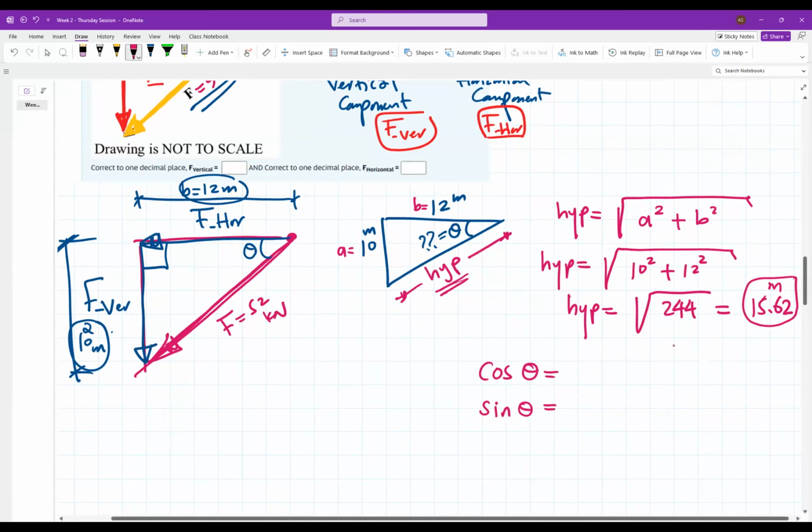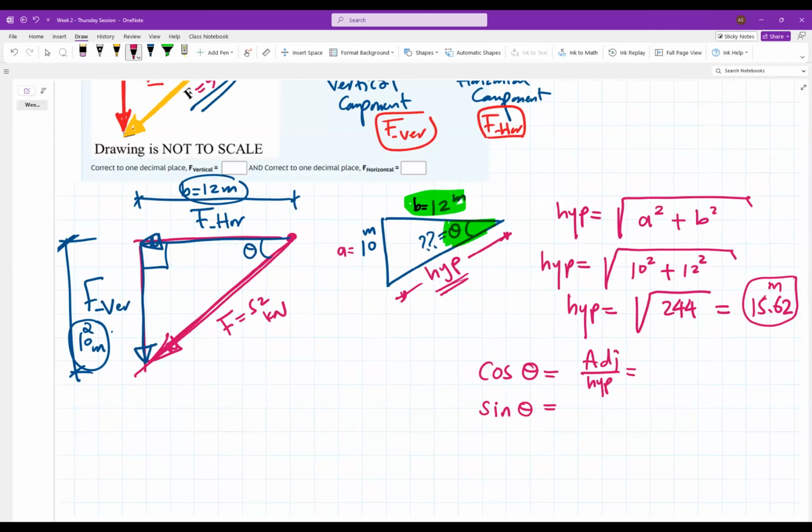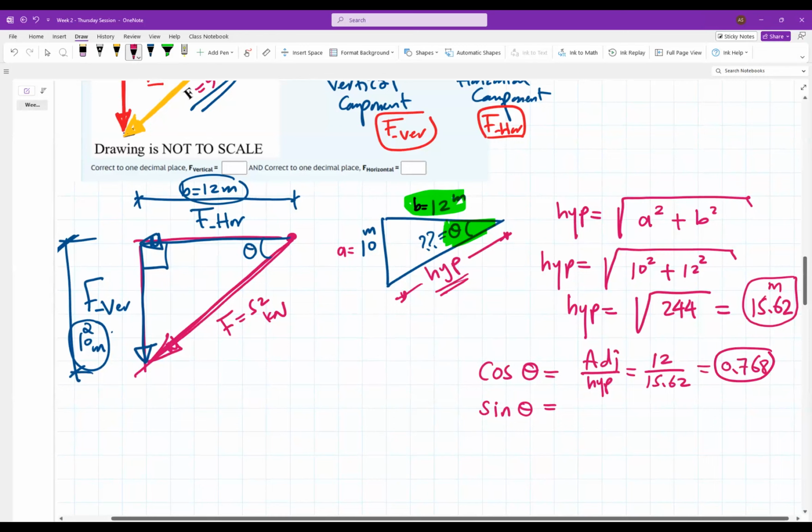Just to remind you again, what is cosine? Adjacent over hypotenuse, right? So what is the adjacent to theta, if this is theta? So the adjacent is 12, right? So we have adjacent 12 over hypotenuse 15.62, and we find it as 0.768. So this is cosine theta.